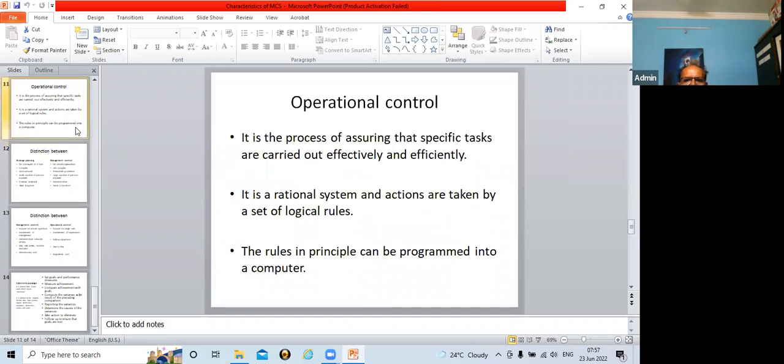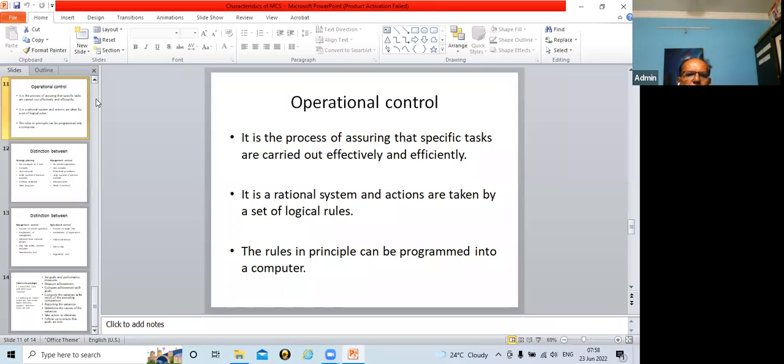And if you want to know one by one, this is about operational control. Read, see, one by one only. Just now we read the difference. Now you have to understand only about operational control. Giving you a few seconds, please go through this slide. Read this slide, operational control. Done. Are you done with the reading? Done.